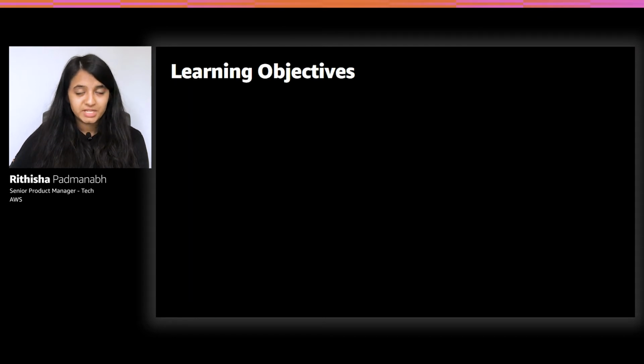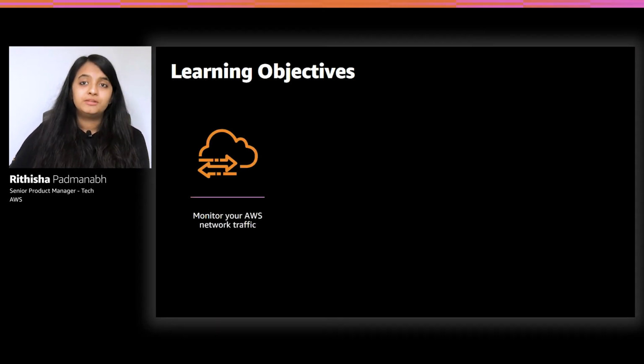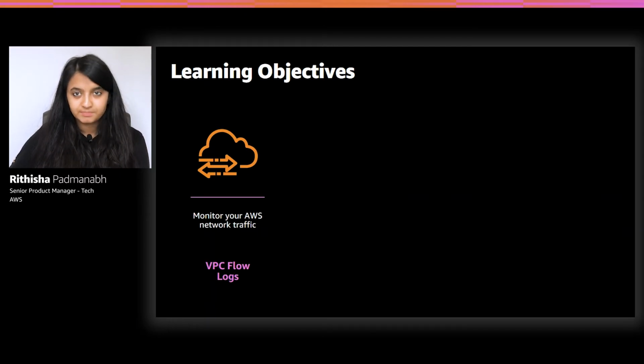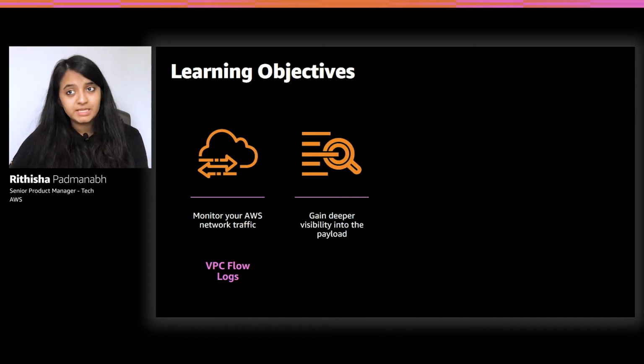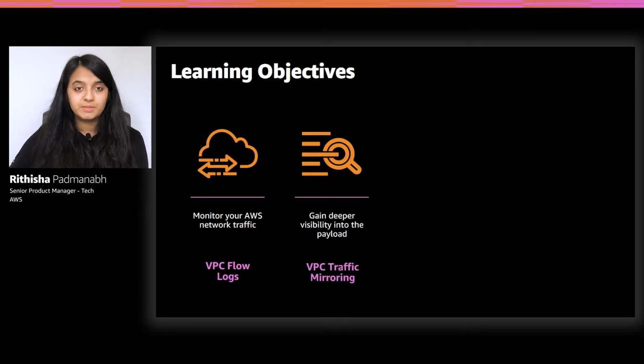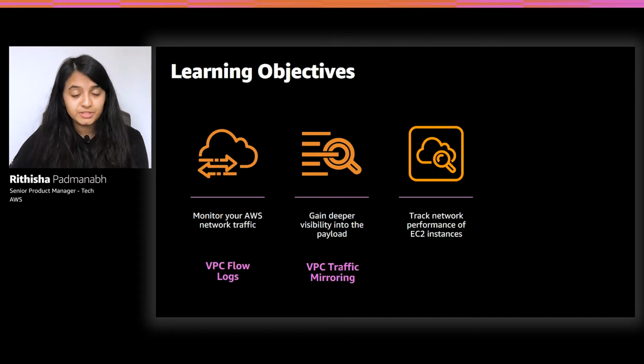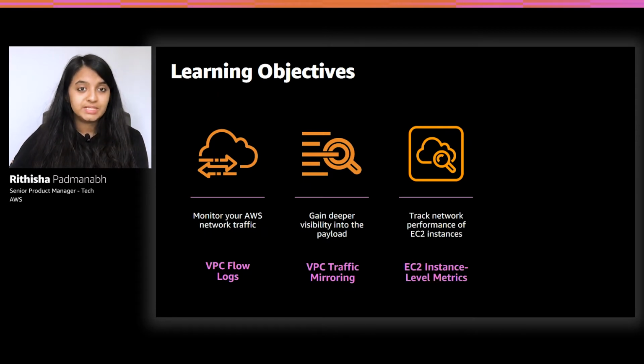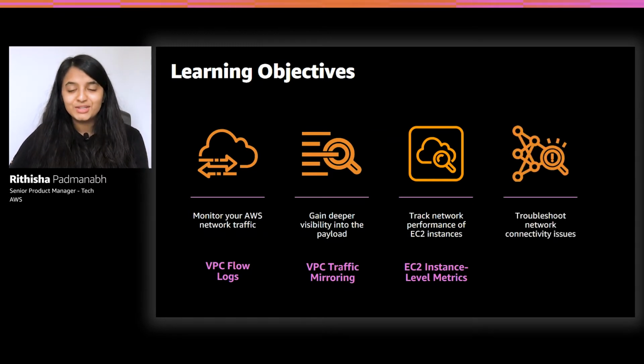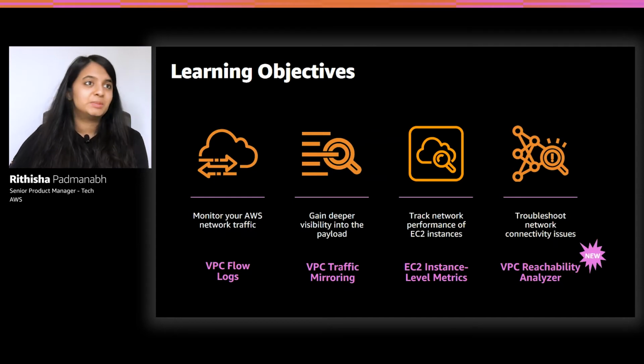So, here are the learning objectives for today's session. We'll first learn how you can monitor your network traffic flows using VPC flow logs, and how you can get deeper visibility into the actual payload using VPC traffic mirroring. Once you have visibility into your traffic flows, we'll learn how you can track the network performance of your EC2 instances using EC2 instance level metrics. And finally, we're also very excited to launch a brand new feature that will help you troubleshoot your network connectivity issues, which is the newly launched VPC Reachability Analyzer.